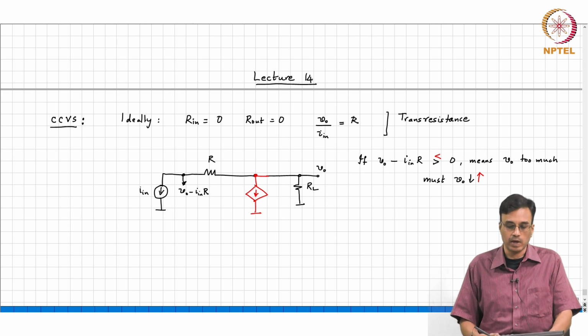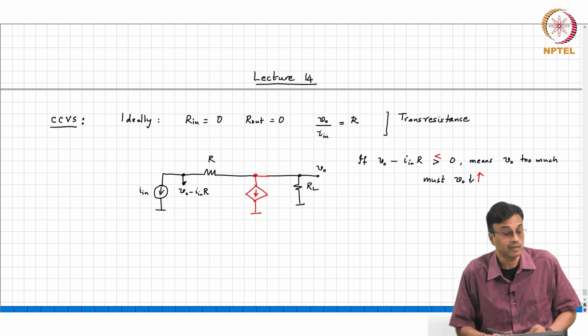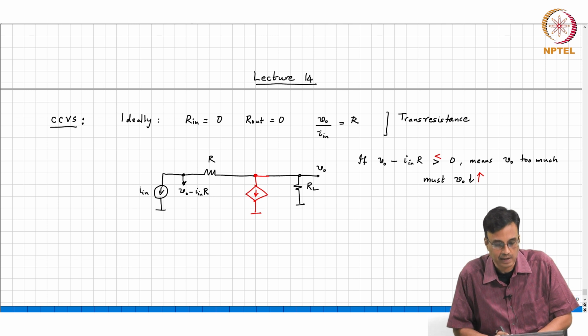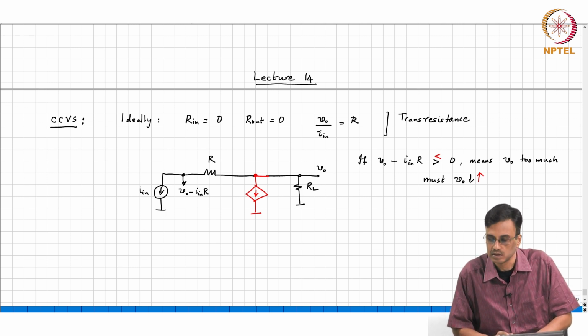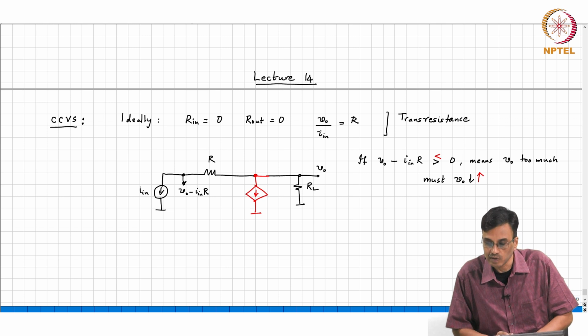In the last class, we were looking at how to realize the current controlled voltage source. Ideally, of course, the input resistance must be 0, the output resistance must be 0, and the ratio of the output voltage to the input current must be some resistance R, which is either called the transimpedance or the transresistance.